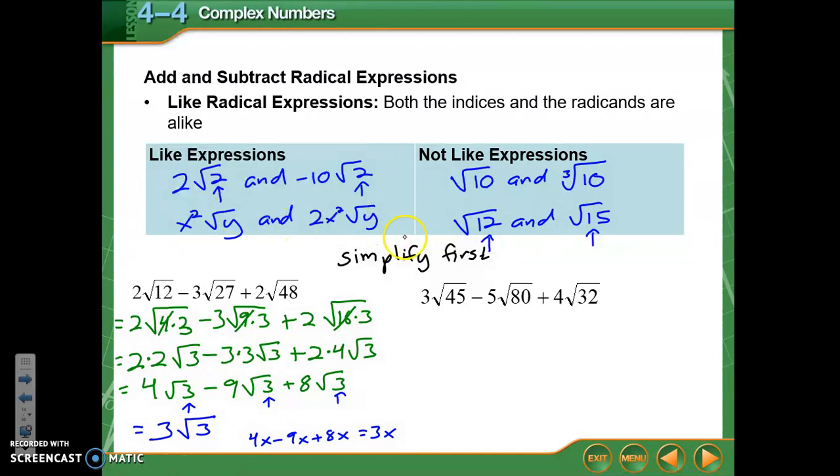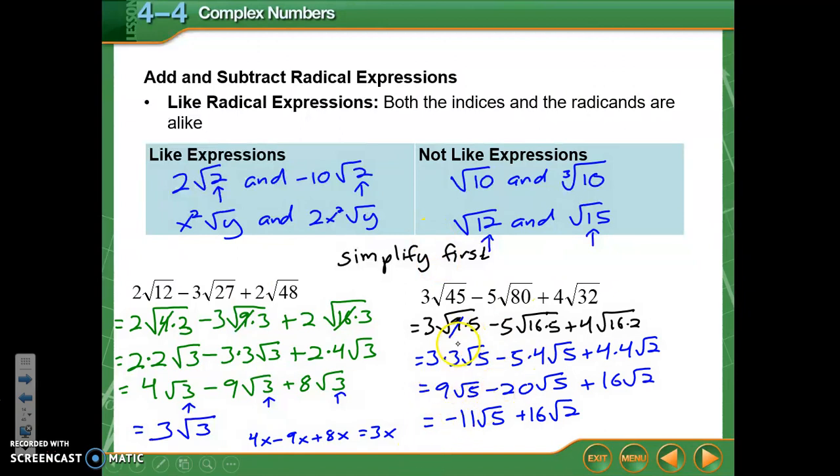Okay, I would suggest that you pause the video and try this next one, even though it's not an ed puzzle question. Okay, and here's the work for this one. 45 is 9 times 5, so that simplifies to 9 square root of 5. 80 is 16 times 5. The square root of 16 is 4. 4 times 5 is 20, so that's minus 20 square root of 5. And then 32 is 16 times 2. So notice here I only have 2 like radicals. 9 square root of 5 minus 20 square root of 5. That gives me negative 11 times the square root of 5. And then the 16 square root of 2 is not a like radical. So it just stays plus 16 times the square root of 2. And that would be my final answer.